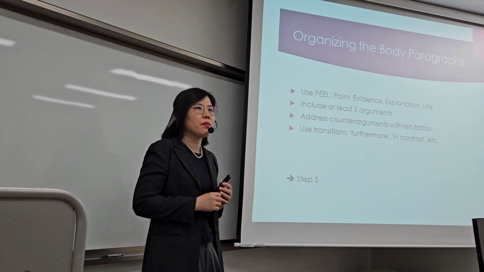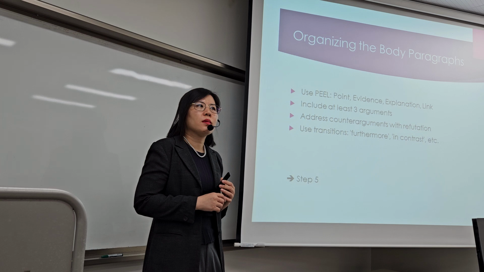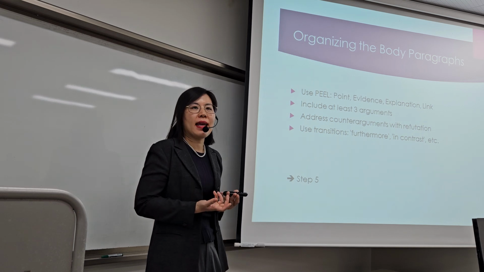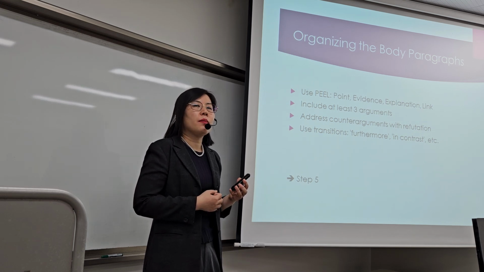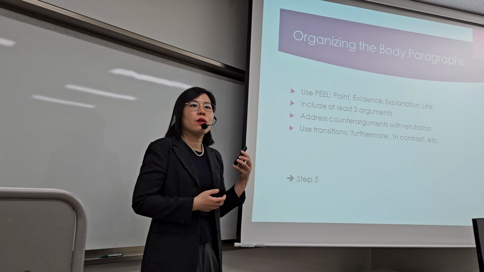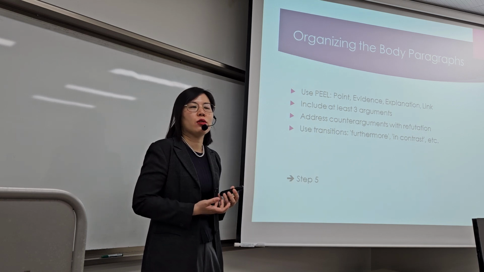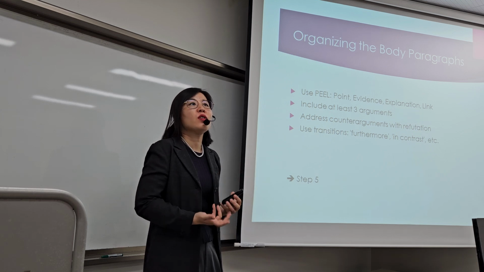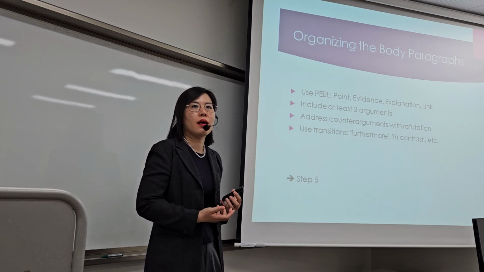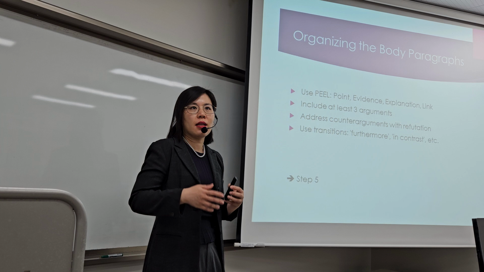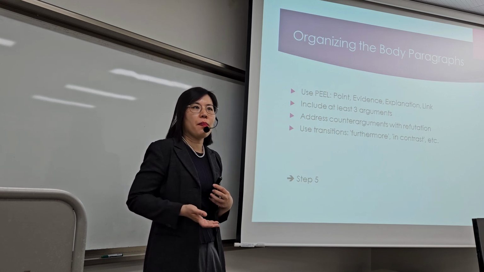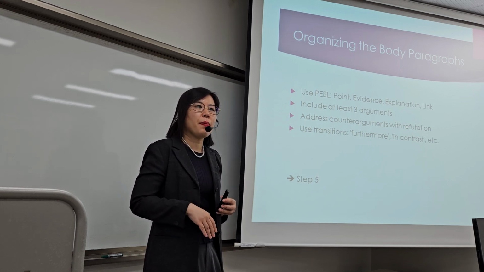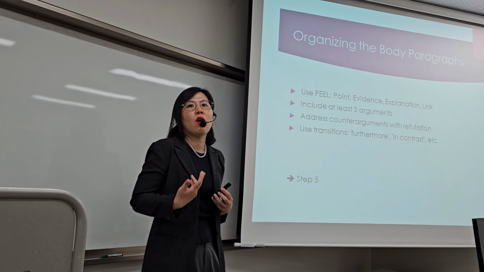What can be the second argument? All right. We can give family benefits especially to the grandparents who are taking care of their grandchildren. That can be the second point of argument, included in your second body paragraph. And then the third point can be included in the third body paragraph. But for the third body paragraph, you can have a counterargument.